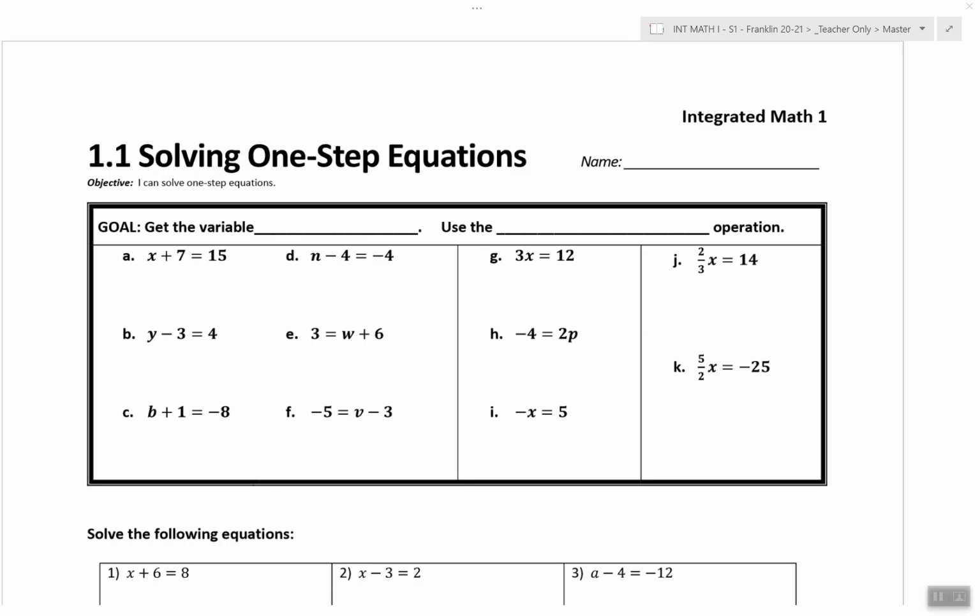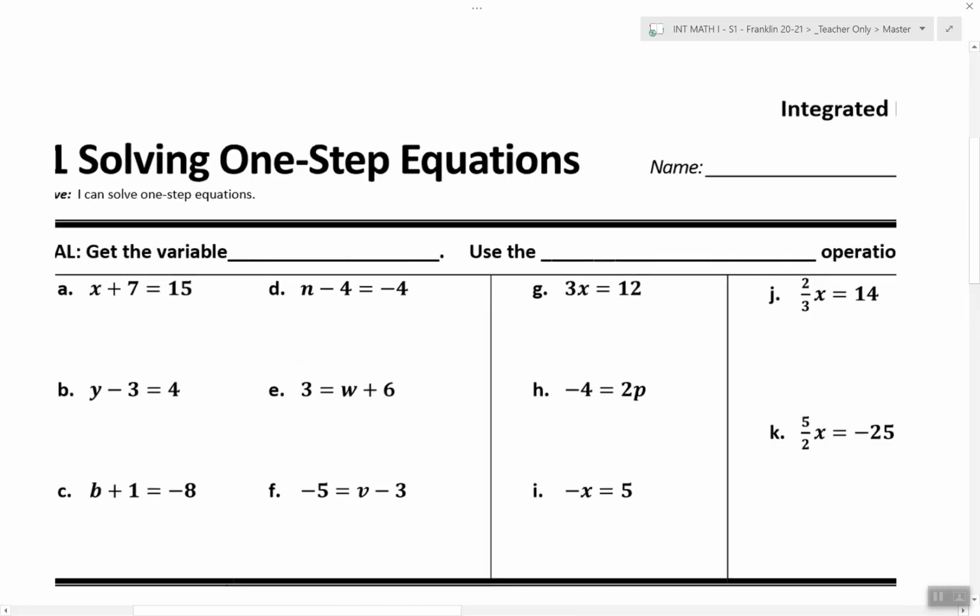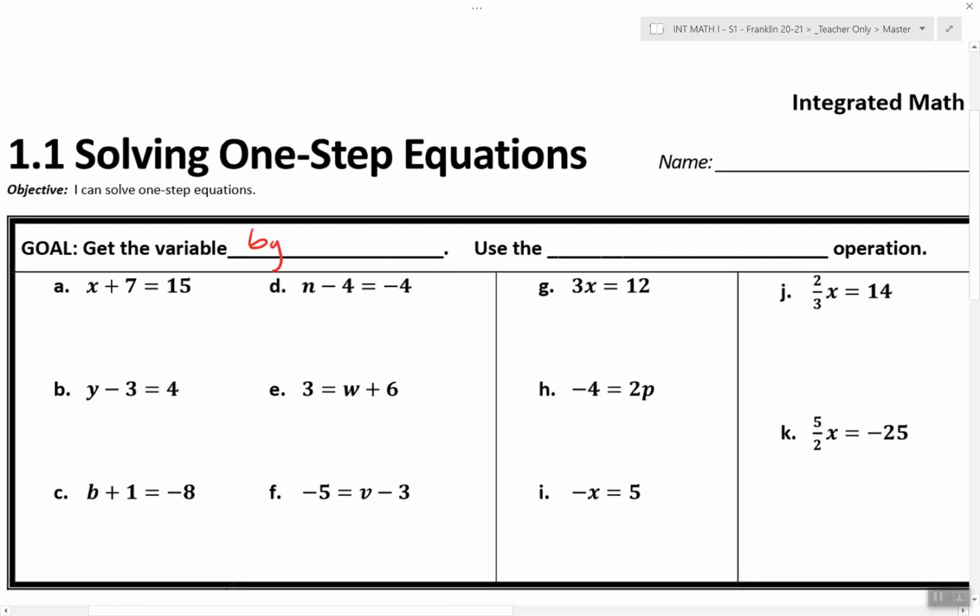Okay, we are solving one-step equations. Now, our goal when solving one-step equations is to get the variable by itself, so that after we're done solving, all that's left is the variable equals a number. So we're getting the variable by itself. And to do that, we're going to use the opposite operation. So whatever's happening to the variable, we do the opposite.